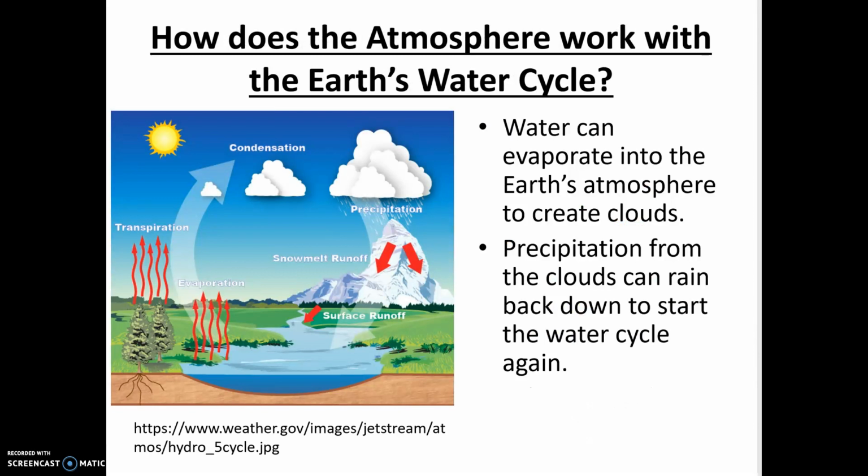How does the atmosphere work with the water cycle? Water can evaporate into the Earth's atmosphere to create clouds. I already reviewed this earlier, but without the atmosphere, we would not have condensation or precipitation. This water cycle is crucial to all living things.